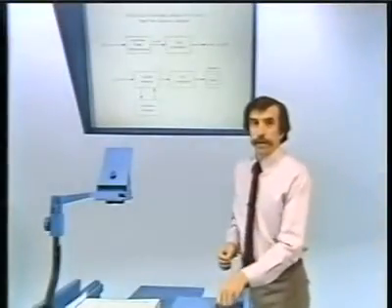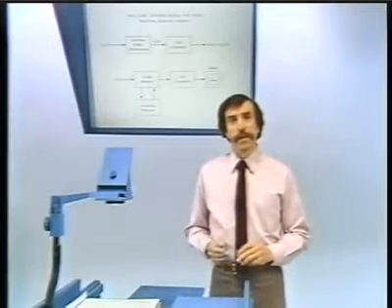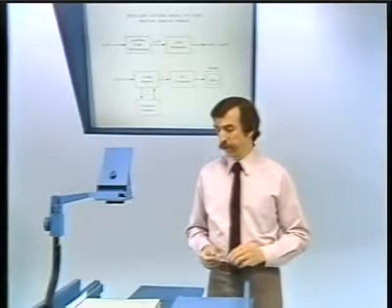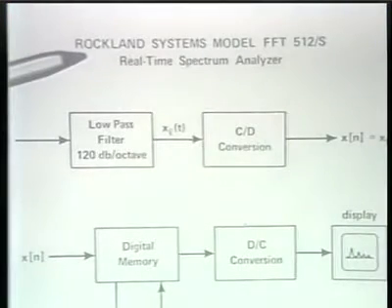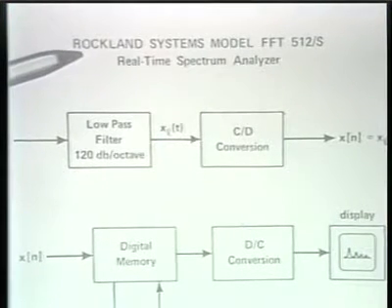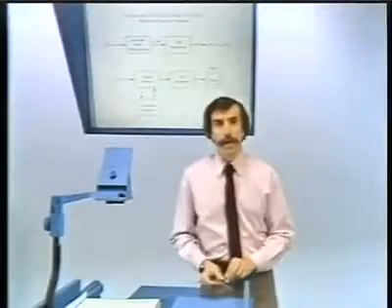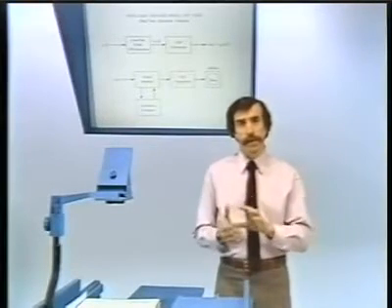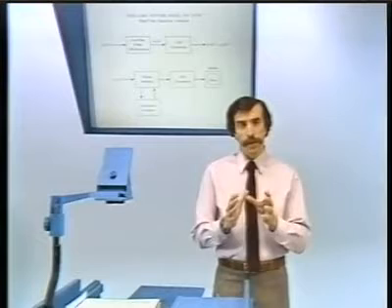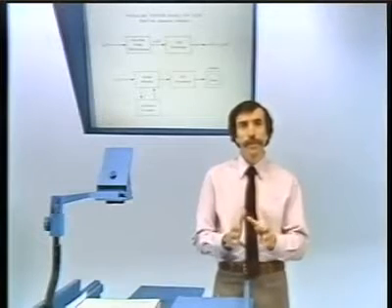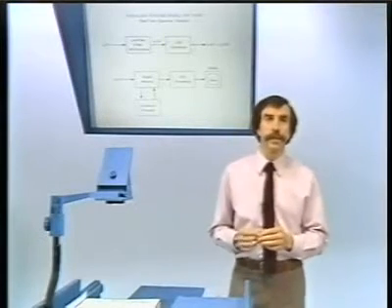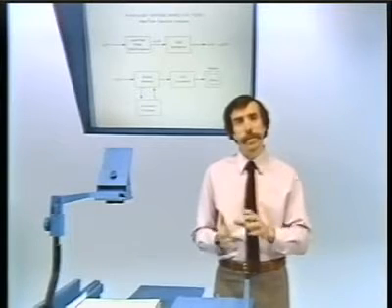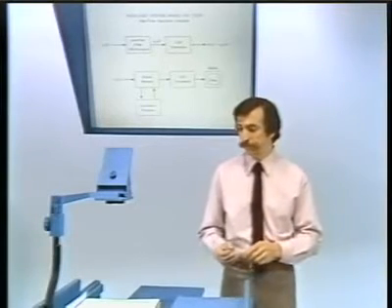Okay, well, now let's go to the overhead projector and take a look at a block diagram of the spectrum analyzer. The specific spectrum analyzer that we're using in the demonstration is made by Rockland Systems, referred to as the Rockland Systems Model FFT 512. And basically, the idea is to sample the incoming waveform, convert that into digital form, and then the spectrum, in fact, is computed digitally using a microprocessor.